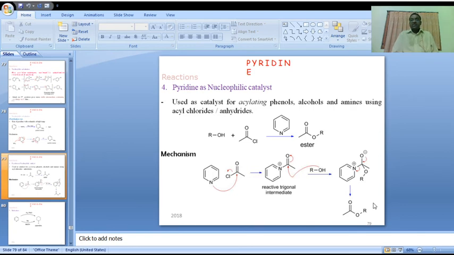This is the ester. Alcohols on reaction with acyl chloride will give esters in the presence of pyridine as a nucleophilic catalyst. Pyridine as a nucleophilic catalyst. Okay.